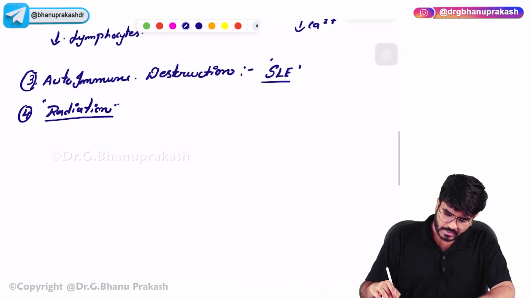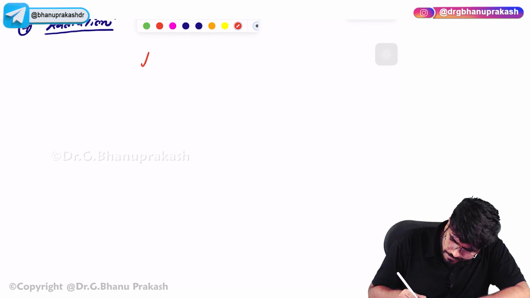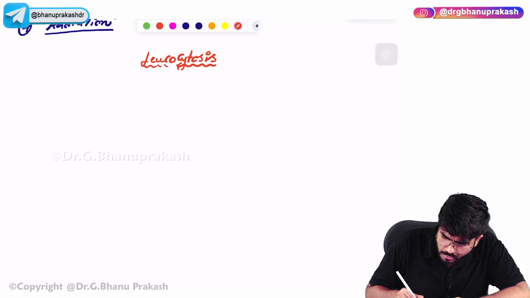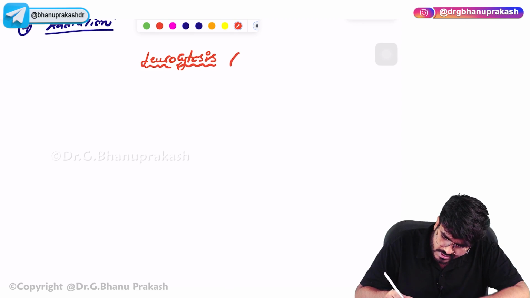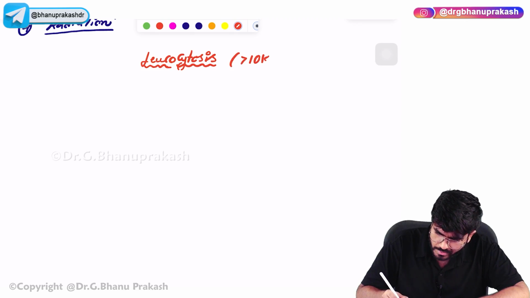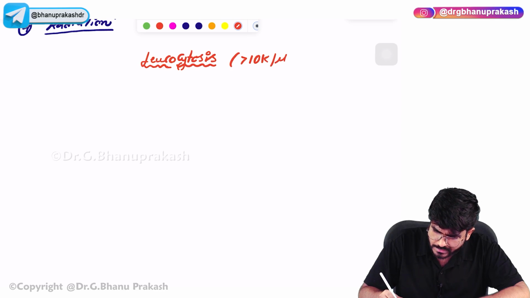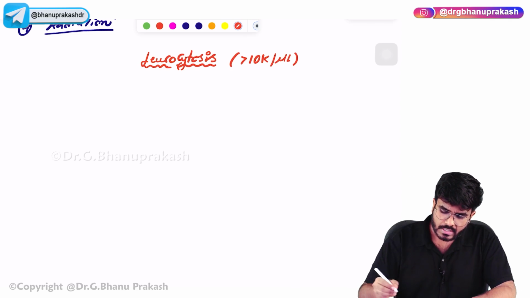Now let's discuss leukocytosis. What exactly do we mean by leukocytosis? More number of WBC. How much more? More than 10,000 WBCs per microliter. If you have this much amount of WBC, we can say yes, it's leukocytosis.